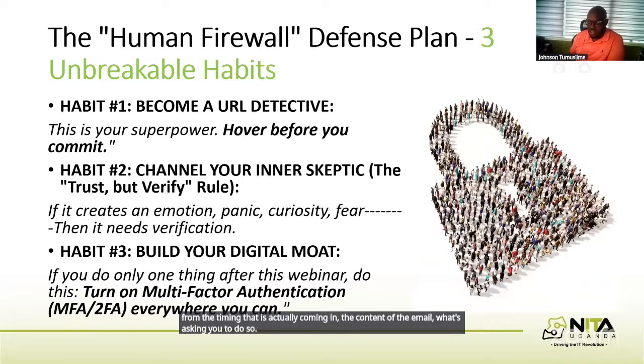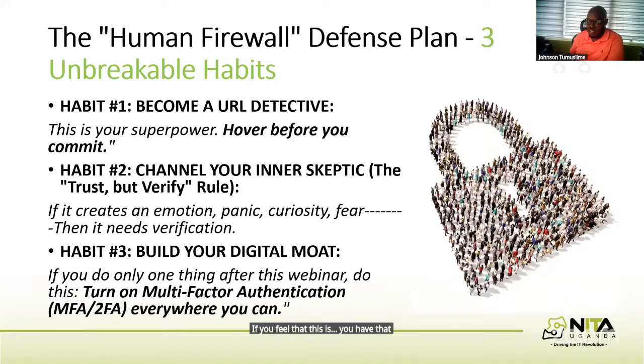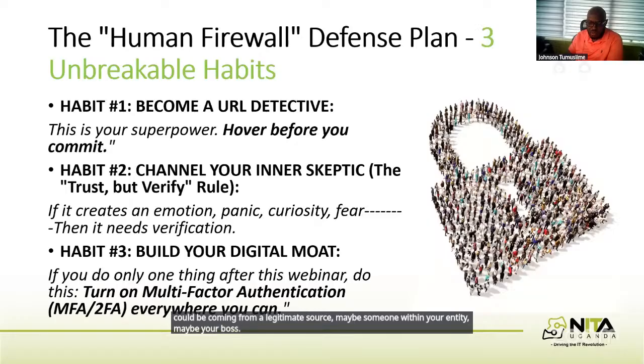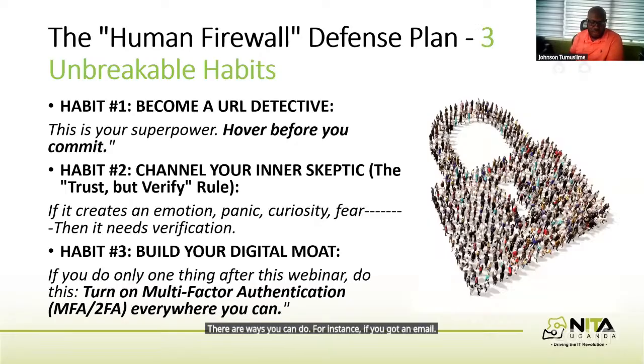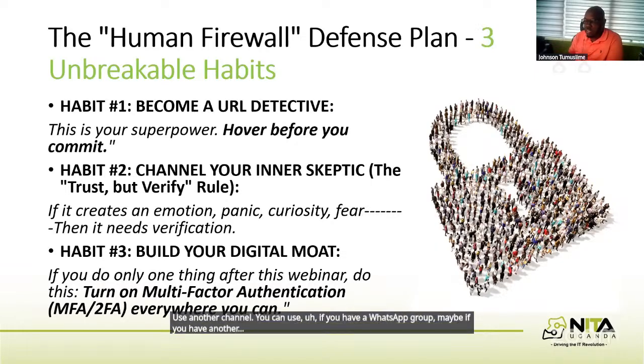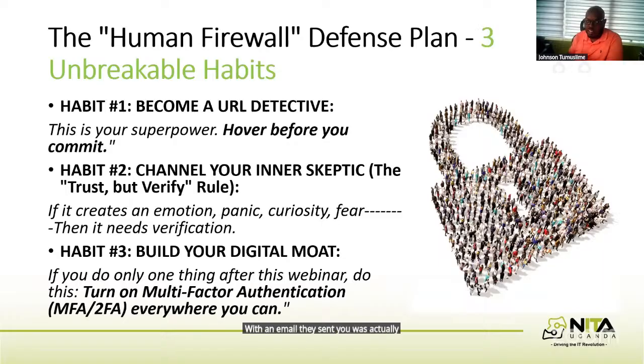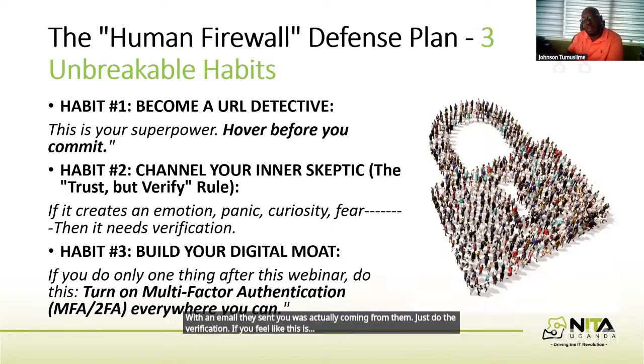So if you have that inner skeptic feeling that you don't trust, use the trust but verify rule. You can trust it. It could be coming from a legitimate source, maybe someone within your entity, maybe your boss. There are ways you can do this. For instance, if you got an email, use another channel. If you have a WhatsApp group, or another official messaging platform or chat group, you can reach out there and find out from the person whether the email they sent you is actually coming from them. Just do the verification, or verify with another person whether they also received the same email.